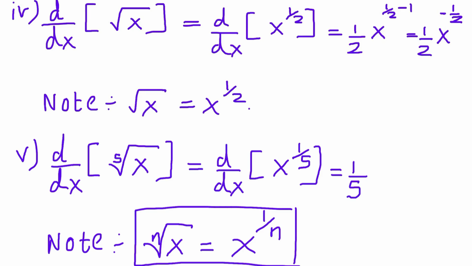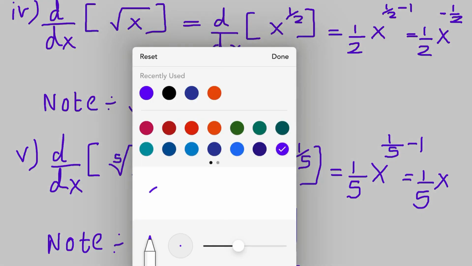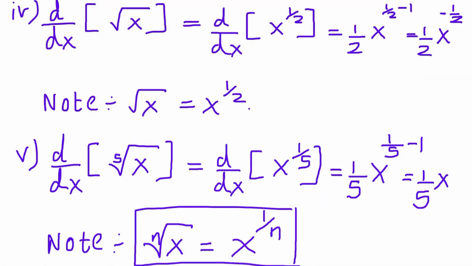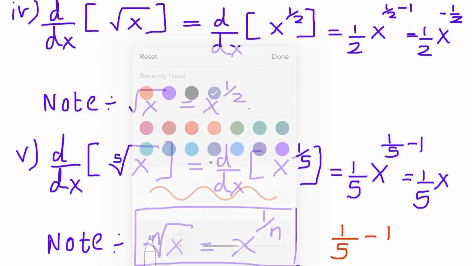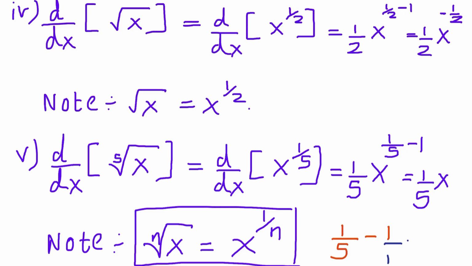The derivative becomes 1 over 5 times x to the power 1 over 5 minus 1. Again, we have to use common denominator to simplify this further. 1 over 5 minus 1. Again, multiply the numerator and the denominator of 1 by 5. Then we get 1 over 5 minus 5 over 5, which becomes negative 4 over 5. The final answer is 1 over 5 times x to the power negative 4 over 5.